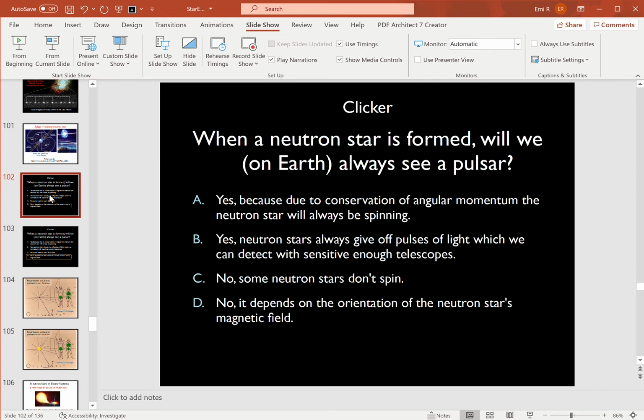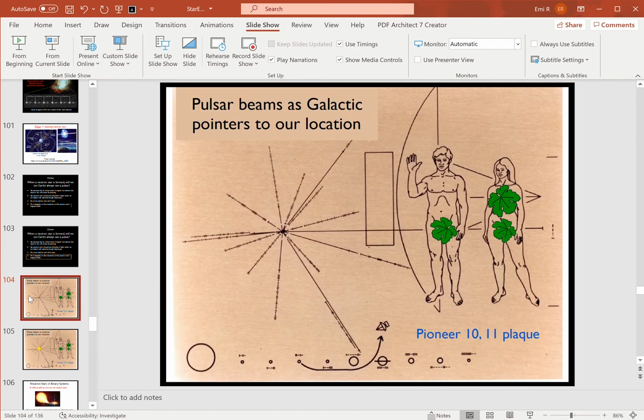We cannot always say that it is a pulsar because it depends on the orientation of the neutron star's magnetic field, so of the orientation of this beam of light. And so we've been using pulsar beams as a galactic pointer to our location.